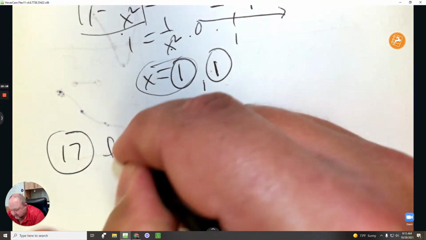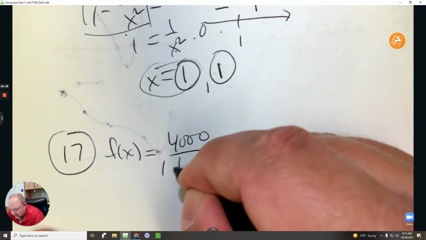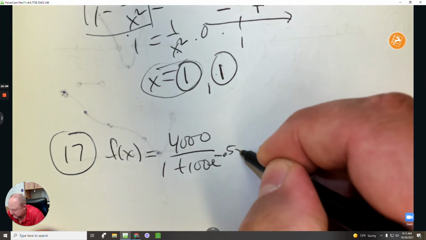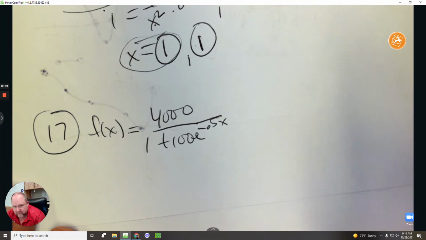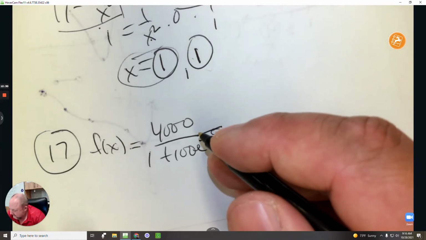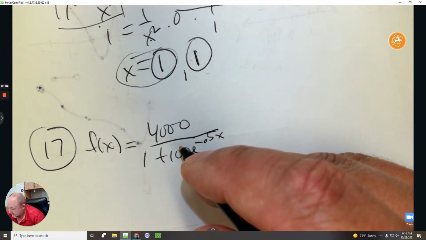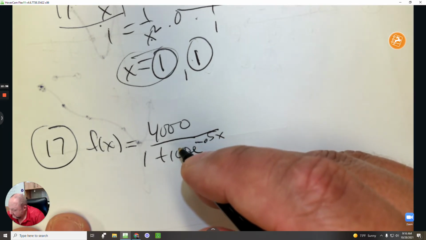We're given a function, 4,000 over 1 plus 100 e to the negative 0.5x. This is a logistic growth question, so it grows and then flattens out. And then it says you might use a calculator. Ooh, I have one of those. It says, how many people have become sick by the 10th day?